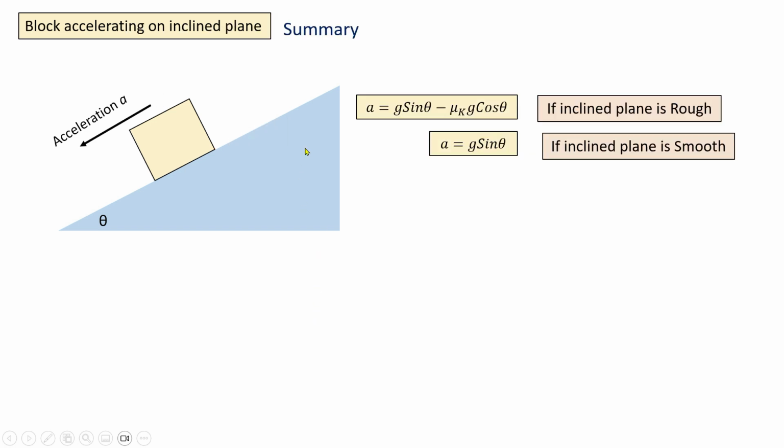To summarize, look at the two situations. If the inclined plane is rough, acceleration is g sin theta minus mu g cos theta. In case the inclined plane is smooth, there will be no friction, which means the value of mu will be 0. In that case, this factor will be gone. So this will be 0. Eventually, we just get acceleration is equal to g sin theta. And these are the expressions which we can directly use while solving questions.